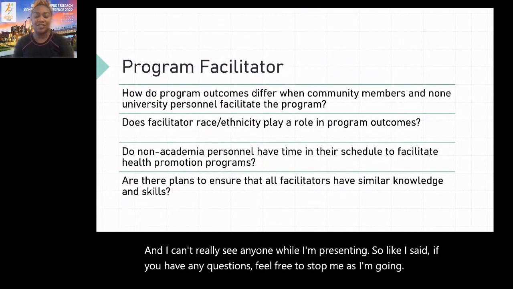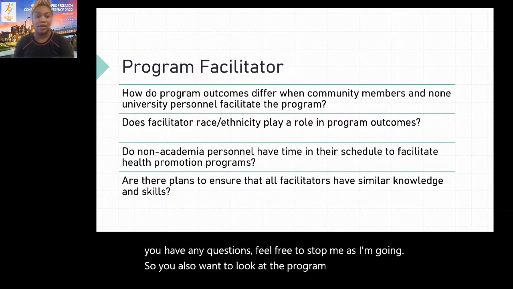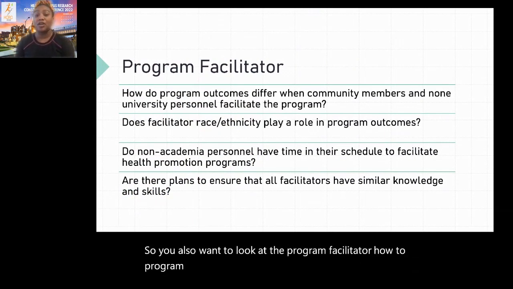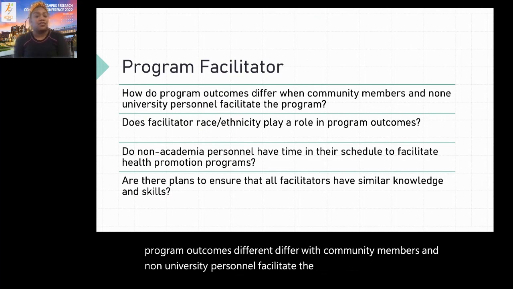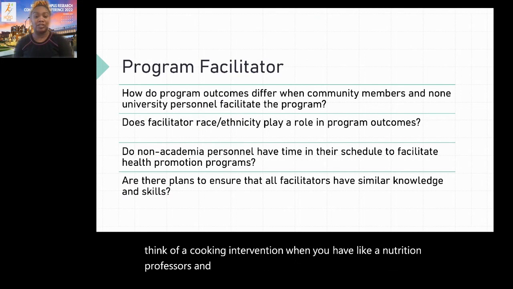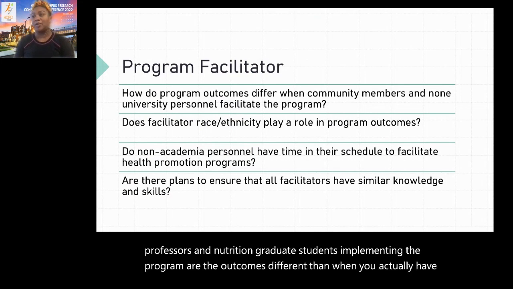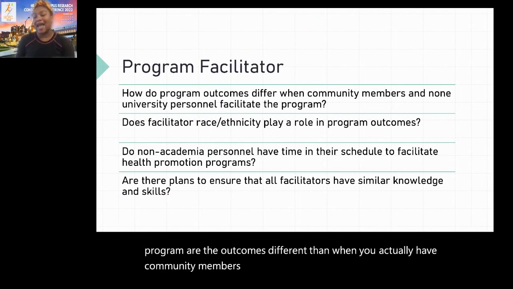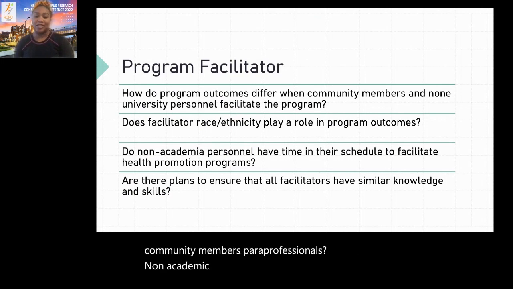So you also want to look at the program facilitator. How do program outcomes differ when community members and non-university personnel facilitate the program? So for example, think of a cooking intervention. When you have nutrition professors and nutrition graduate students implementing the program, are the outcomes different than when you actually have community members, paraprofessionals, non-academic people implementing the intervention?